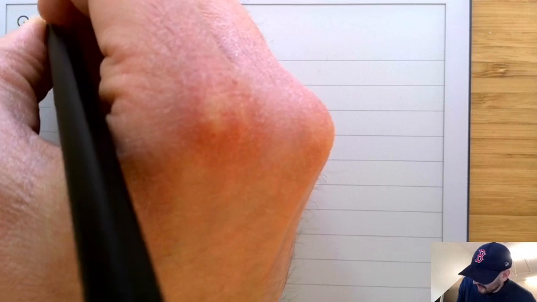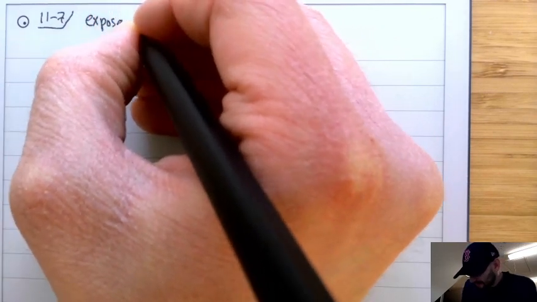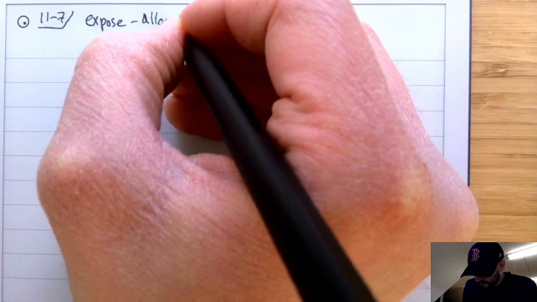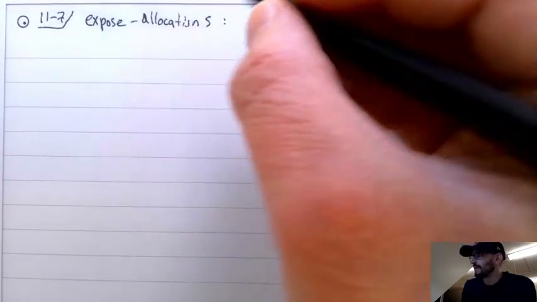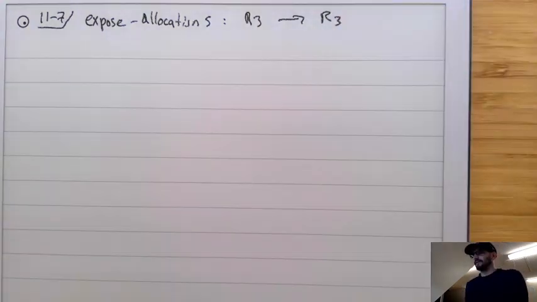Okay, so what do we do next? So this is 11.7. We're going to make a pass that's called expose allocation. And this one takes R3 programs and turns them into R3 prime programs.